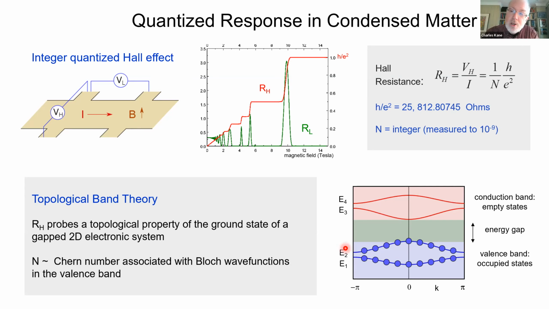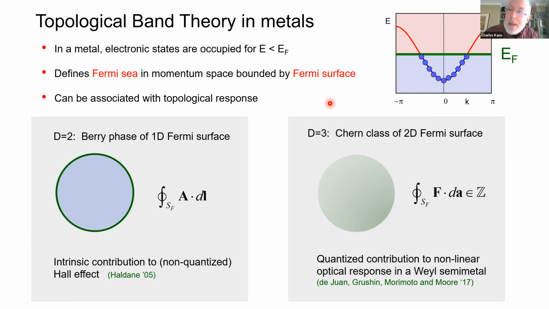And so there's been a lot of work understanding the topology of insulators. But one can also apply these ideas of topology to metals, and there's some precedent for doing this. Of course, in a metal, you don't have an energy gap. You have electronic states filled up to the Fermi energy. And so that defines a Fermi sea in momentum space, which is the set of momentum states that are occupied. And that's bounded by the Fermi surface.